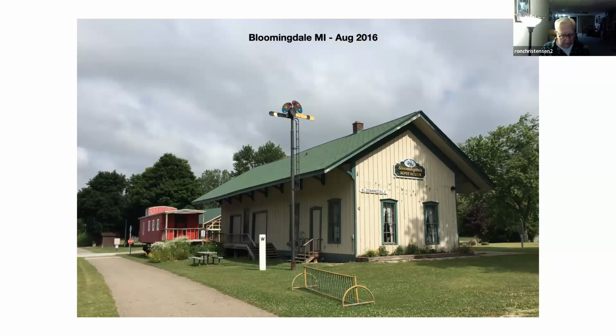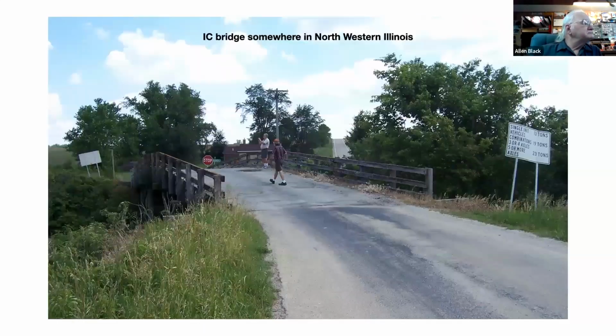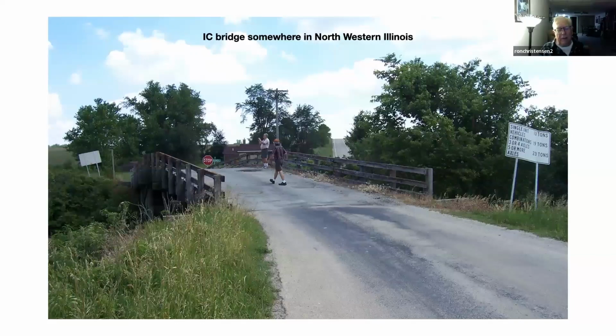That is a Northwestern caboose, by the way. And that Northwestern caboose is the only one that I know of that actually has the original wood trucks on it. It's in terrible shape. The guy in the white shirt is Bob Blake, but I don't think he's on here tonight. We're taking a picture of the icy humpback bridge somewhere in northern Illinois.